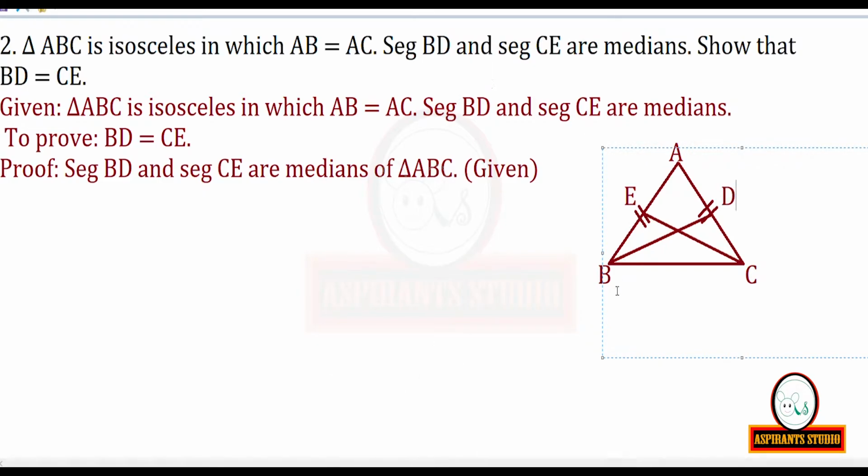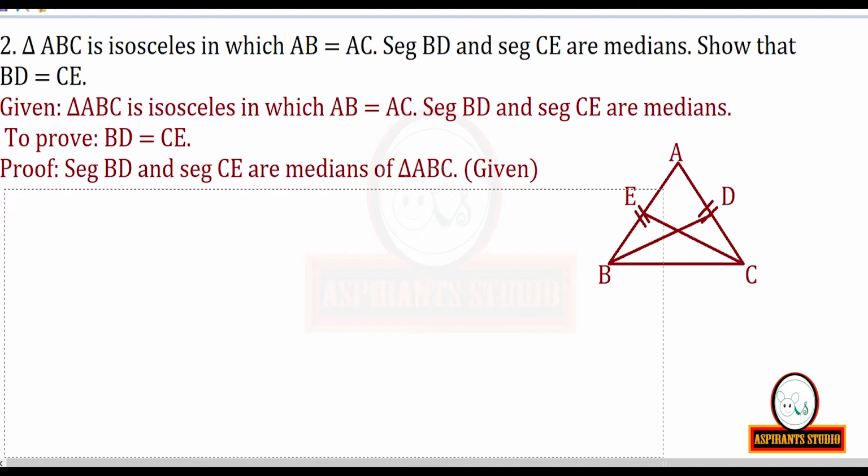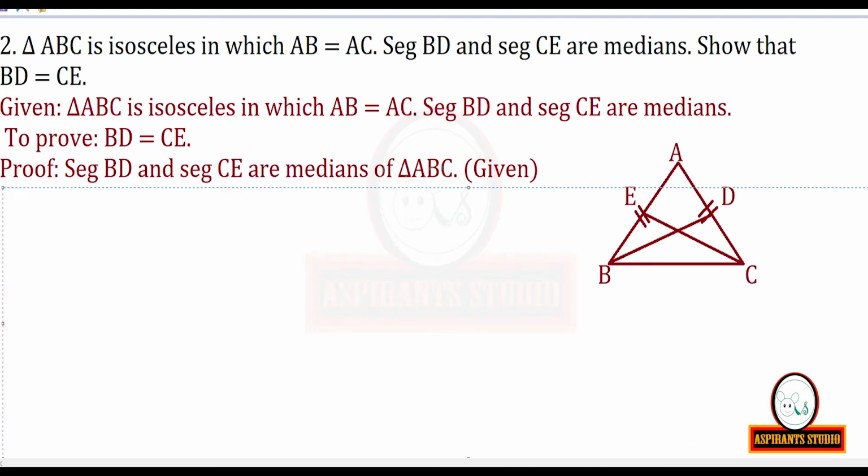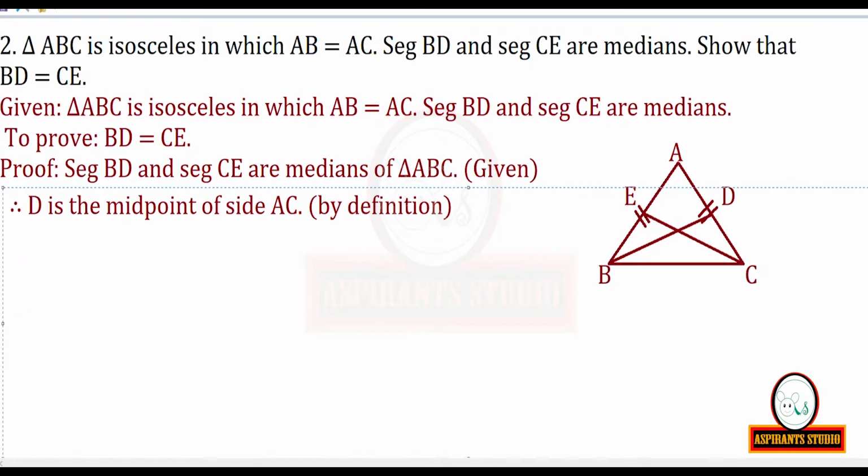If segment BD and segment CE are medians, then E is the midpoint of side AB, D is the midpoint of side AC. ABC is an isosceles triangle, so it is marked on the figure. Sides AB, length of AB will be equal to length of AC.